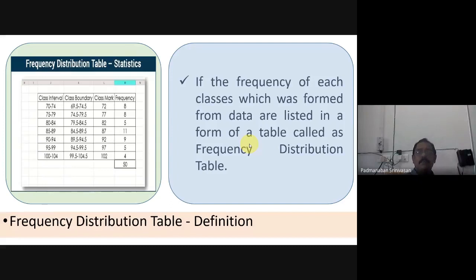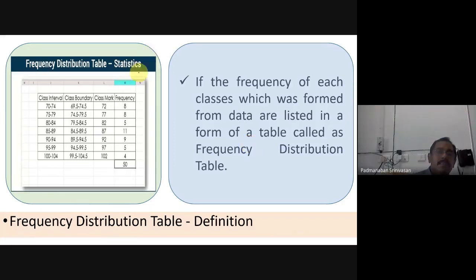That's what we are going to see. And the right side what you see is the definition. It is a definition of frequency distribution table. If the frequency of each class which was formed from data are listed in the form of a table, it is called a frequency distribution table.